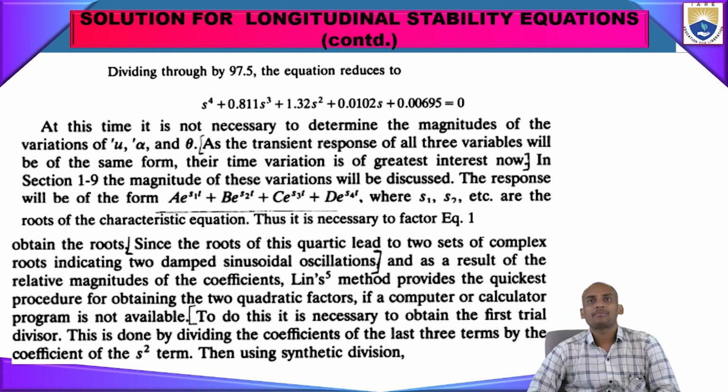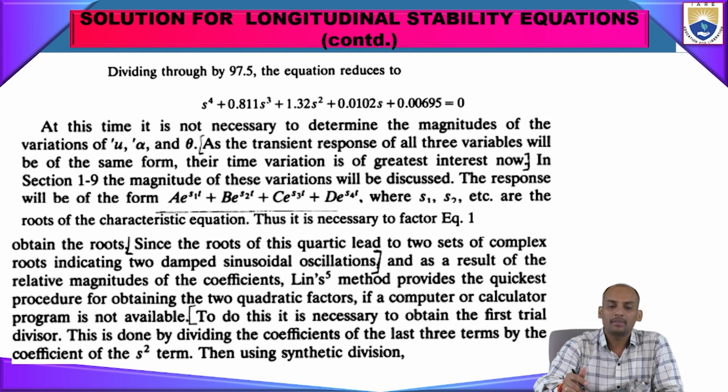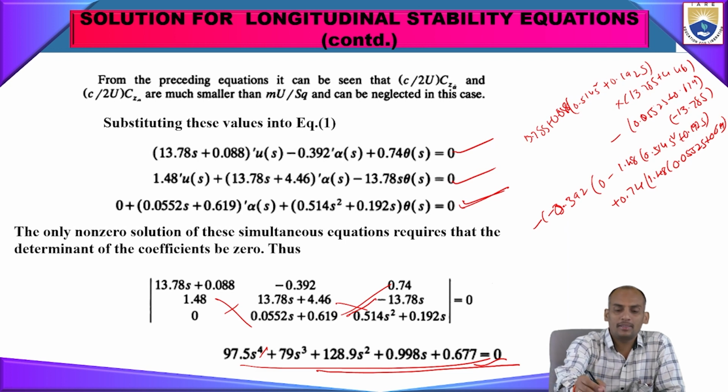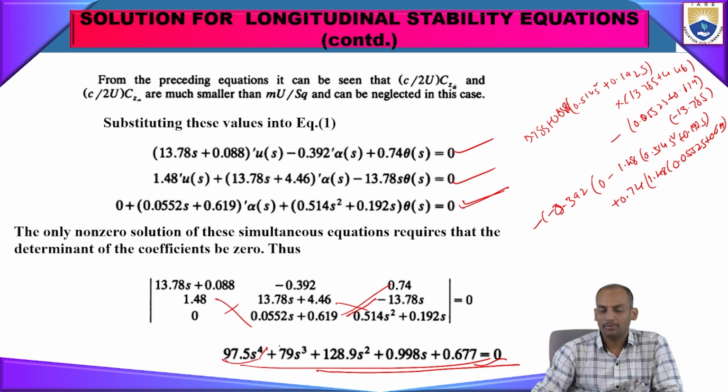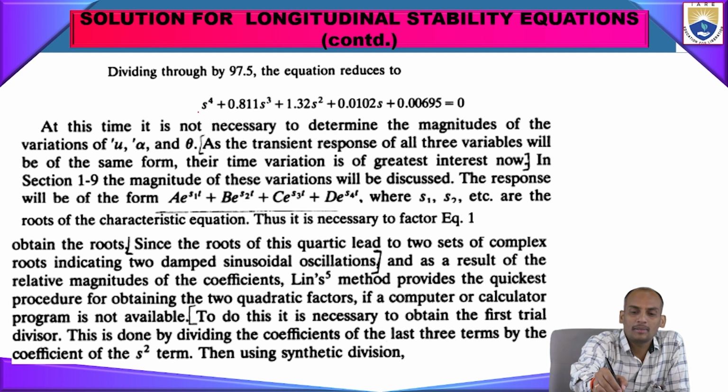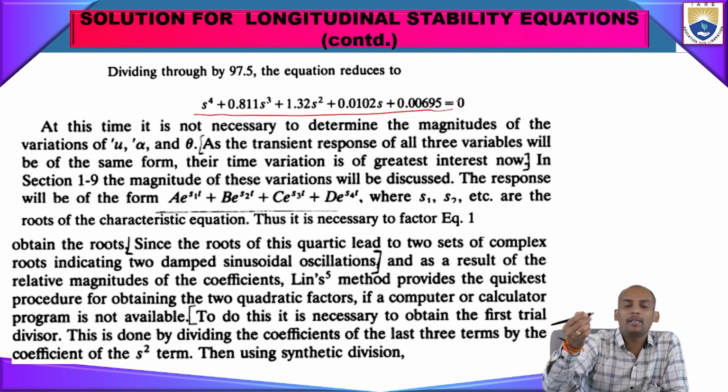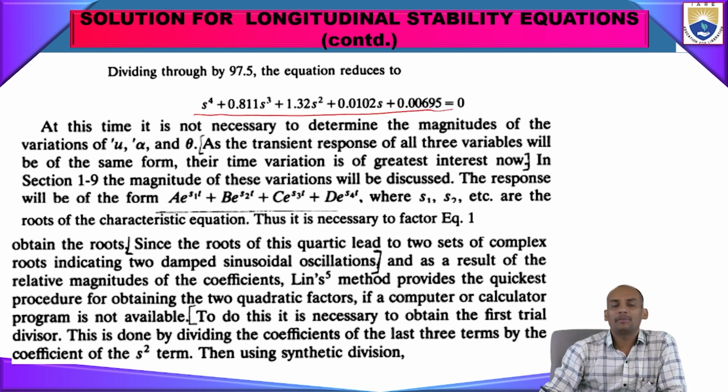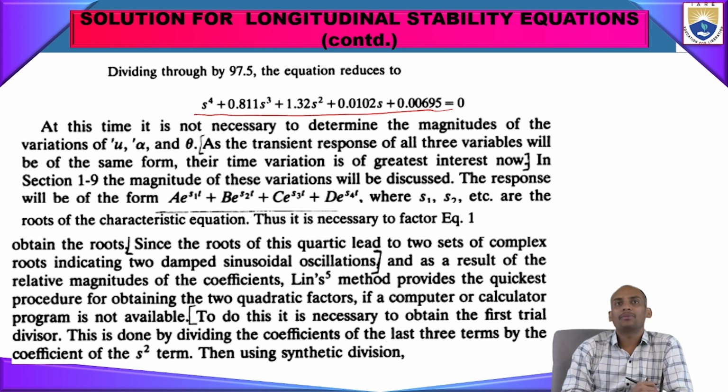If you take 97.5 common, your final equation will be like that: s power 4 plus 0.811 s cube plus 1.32 s square plus 0.0102 s plus 0.00695 equal to 0. So here we need to determine the magnitudes of u prime, alpha prime, and theta.